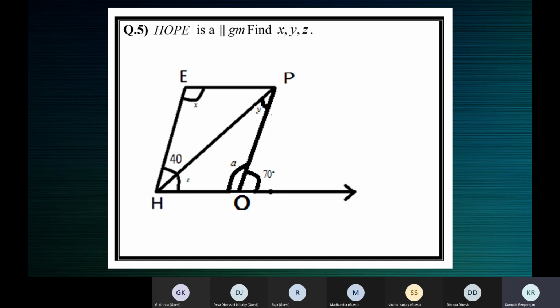This is the next one. HOPE is a parallelogram. Find X, Y, and Z.